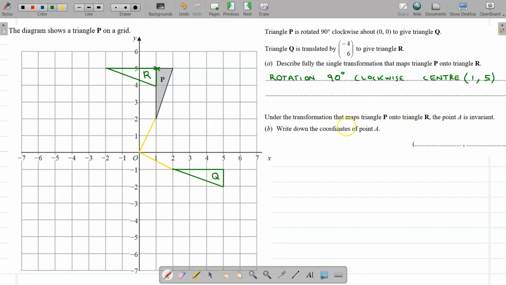And under the transformation that maps P onto R, one point is invariant. Write down the coordinates of point A. Well, the point that's invariant is the point that doesn't go anywhere in the rotation, and there's only one of those, and that's the point where the center of rotation is. So it is the point 1, 5. Okay, they give you the space to write that in there. Okay, next question.